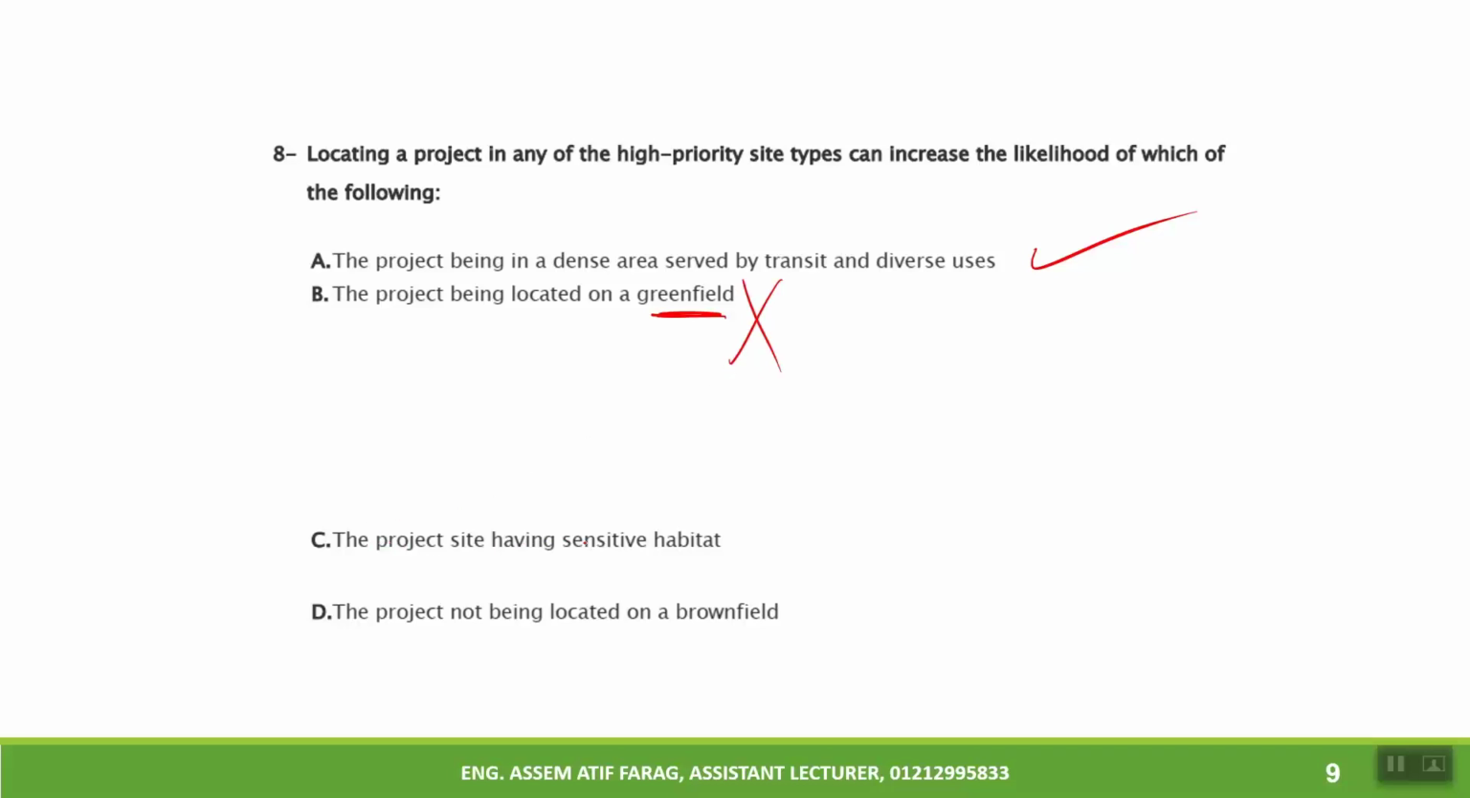The project site having sensitive habitats. High priority sites and sensitive habitats are unrelated, so this option is wrong. Finally, the project not being located on a brownfield. A brownfield is one type of the high priority sites, so the likelihood would increase, so this option is wrong. Then finally, the best answer is A.